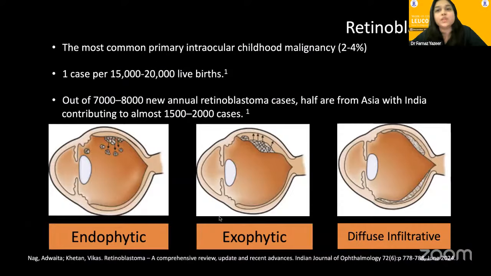So why should we know about this? That's the whole point of the lecture as well. Retinoblastoma is the most common primary intraocular childhood malignancy, and India alone contributes almost 2,000 cases annually. The growth patterns can be endophytic, exophytic, mixed endophytic-exophytic, and diffuse.